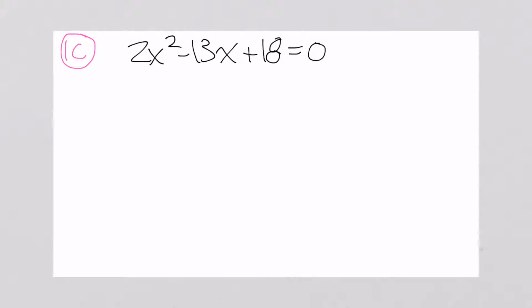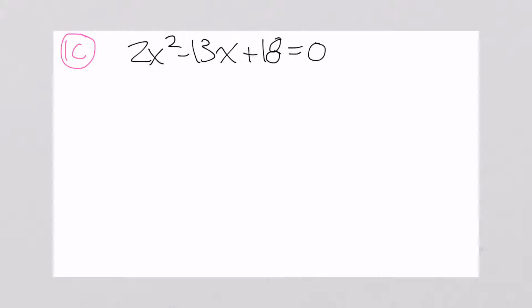Alright, homies, 1C, we have a quadratic here. I'm going to solve this using the quadratic formula. So I'm going to say x equals positive 13, because that's my negative b term right there. So if it's negative 13, it becomes positive 13.